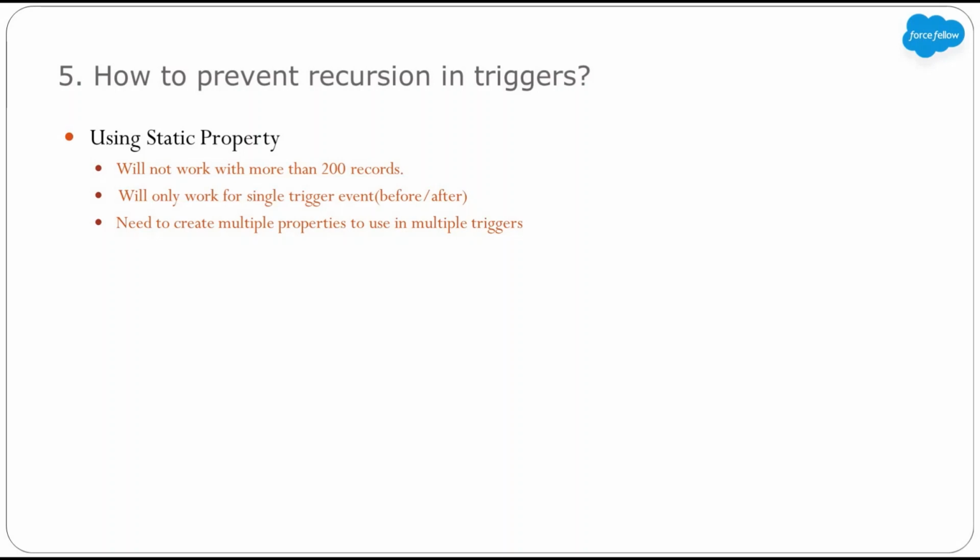Okay, so there are many disadvantages of using a static boolean property in triggers to avoid recursion. So we should avoid using this. Okay, now the next approach we have is using a set of record IDs.